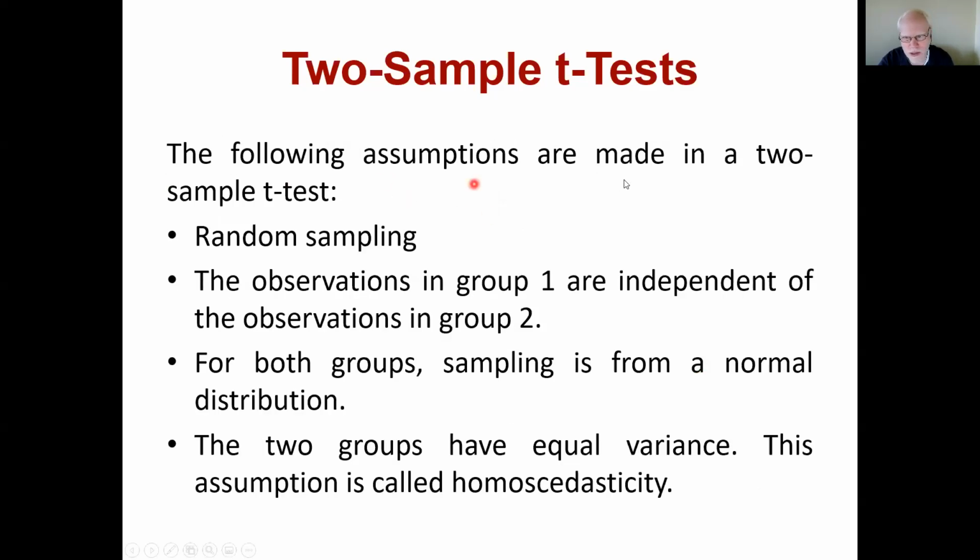So the following assumptions are made in a two-sample t-test. So we assume that we have random sampling, right? So for the people who get assigned to your sugar pill or your treatment, it's randomly sampled who gets which one. The observations in group 1 are independent of the observations in group 2. So the people in, for example, the 8 a.m. test can't have told the questions to the people in the noon test, because then the ones in the noon test would have an advantage.